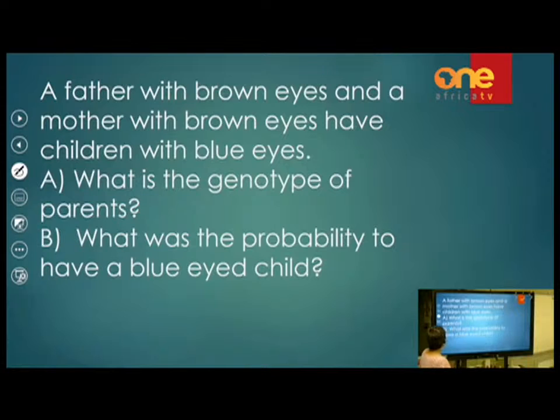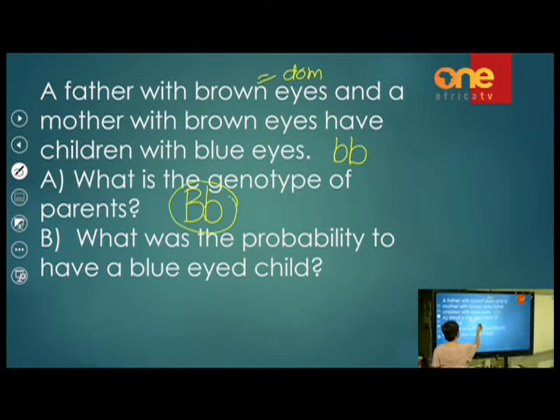Okay, now a father with brown eyes and a mother with brown eyes have children with blue eyes. Brown eyes is dominant. That is important information. Okay, they always must give you enough information. And they have children with blue eyes. Again, what is the genotype of the parents? Again, if they have children with blue eyes, the children will look like this. You always inherit a gene from your father and a gene from your mother. So the parents must both have a brown eye gene, the dominant one, but definitely also a recessive gene. And therefore, the genotype of the parents will look like this.